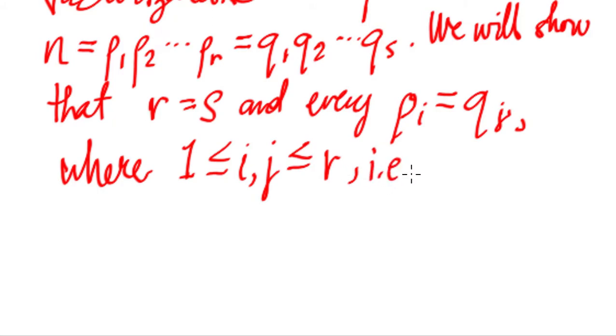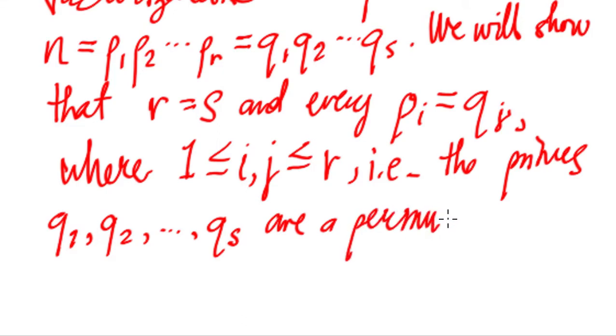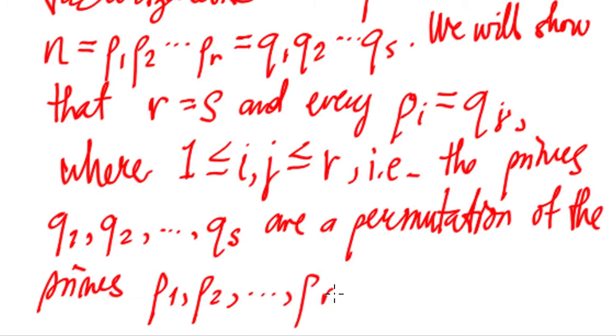So that is to say, the primes q sub 1, q sub 2, up until q sub s are a permutation of the primes p sub 1, p sub 2, up until p sub r.